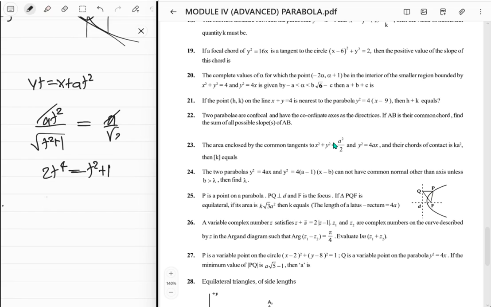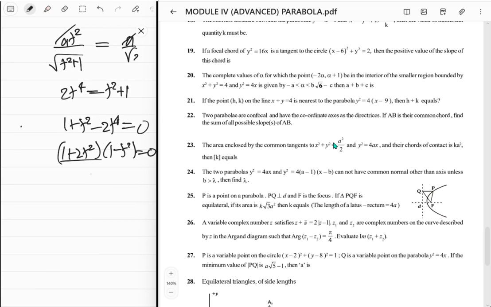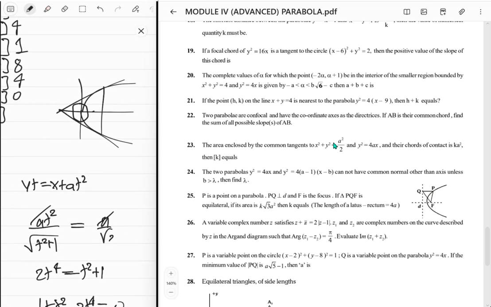Right? So basically 1 plus t² minus 2t⁴ is equal to 0, which means 1 plus 2t², and then we get 1 minus t², I think. That's equal to 0, right? Yeah. So the first factor cannot be 0. t² has to be 1. That's the only way. So t equals plus or minus 1, right?